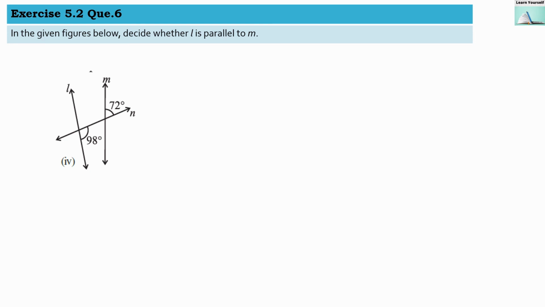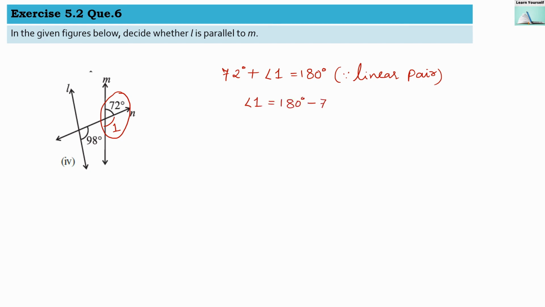A fourth example. Here let us assume one more angle, and that is angle 1. So the 72 degree angle and angle 1 are both forming a linear pair. So 72 degrees plus angle 1 should give us 180 degrees as they are forming a linear pair. So angle 1's measure will be 180 degrees minus 72 degrees. Now angle 1 and the 98 degree angle are both corresponding angles. So their measures should be equal, but here they are not equal. So that's why line L is not parallel to M.